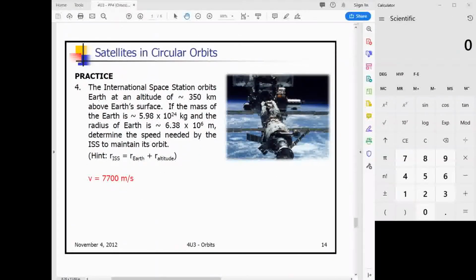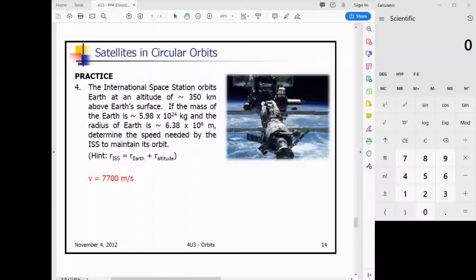So let's look at the International Space Station. This question says that the International Space Station is at an altitude of about 350 kilometers above the Earth's surface. We have the Earth's mass, which is 5.98 times 10 to the 24, and the Earth's radius, which is 6.38 times 10 to the power of 6. We're asked to determine the speed needed by the International Space Station to maintain its orbit.